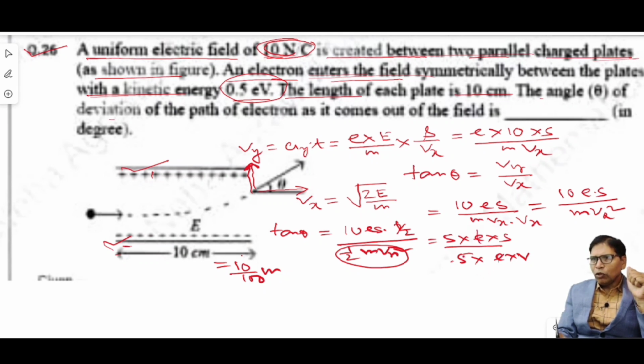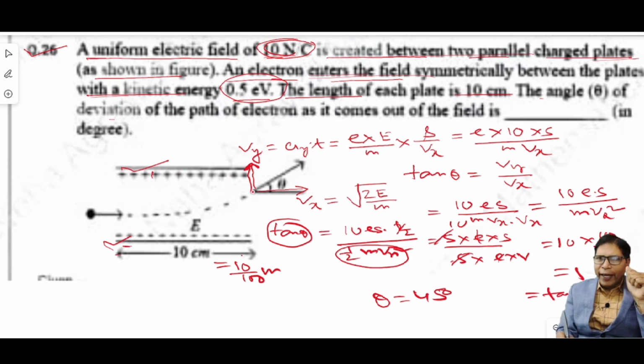Okay, no problem. So, look at this. This and this, this is the 10. So, this is 10 into 10 by 100, so this is 1. Now, tan theta equals 1. Therefore, theta equals 45 degree. Okay, no problem. So, the angle made by the electron is 45 degree. So, answer is 45 degree.